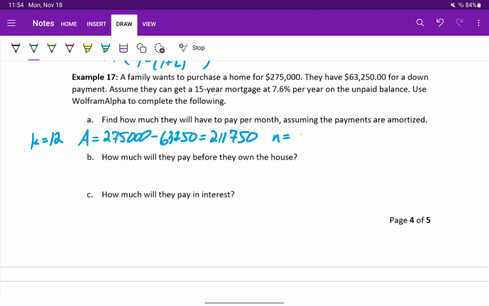Our value for N will be 15 years times the number of compounding periods per year. So we're going to make 12 payments a year for 15 years, since that's the length of the mortgage. That's going to equal 180. And our value for I will be the interest rate, 0.076, divided by the number of compounding periods per year, which is 12.